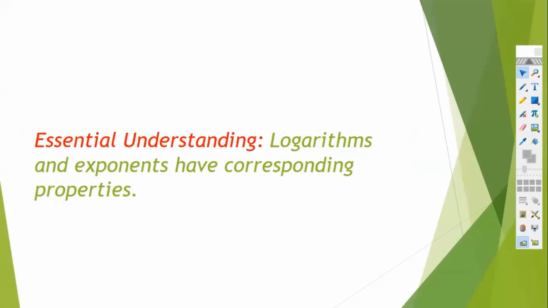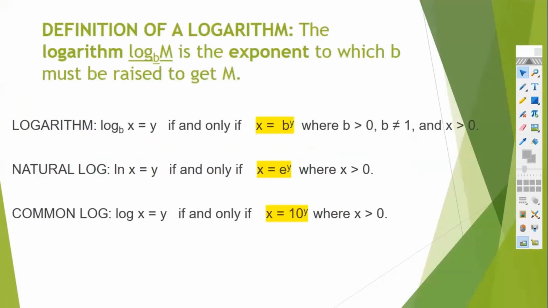Logs and exponents have corresponding properties, and the reason is that a logarithm is the exponent to which b must be raised. Remember saying that? When you have a log, you're saying to yourself, b to what power equals n? So when we look here, we have the logarithm log base b of x equals y.